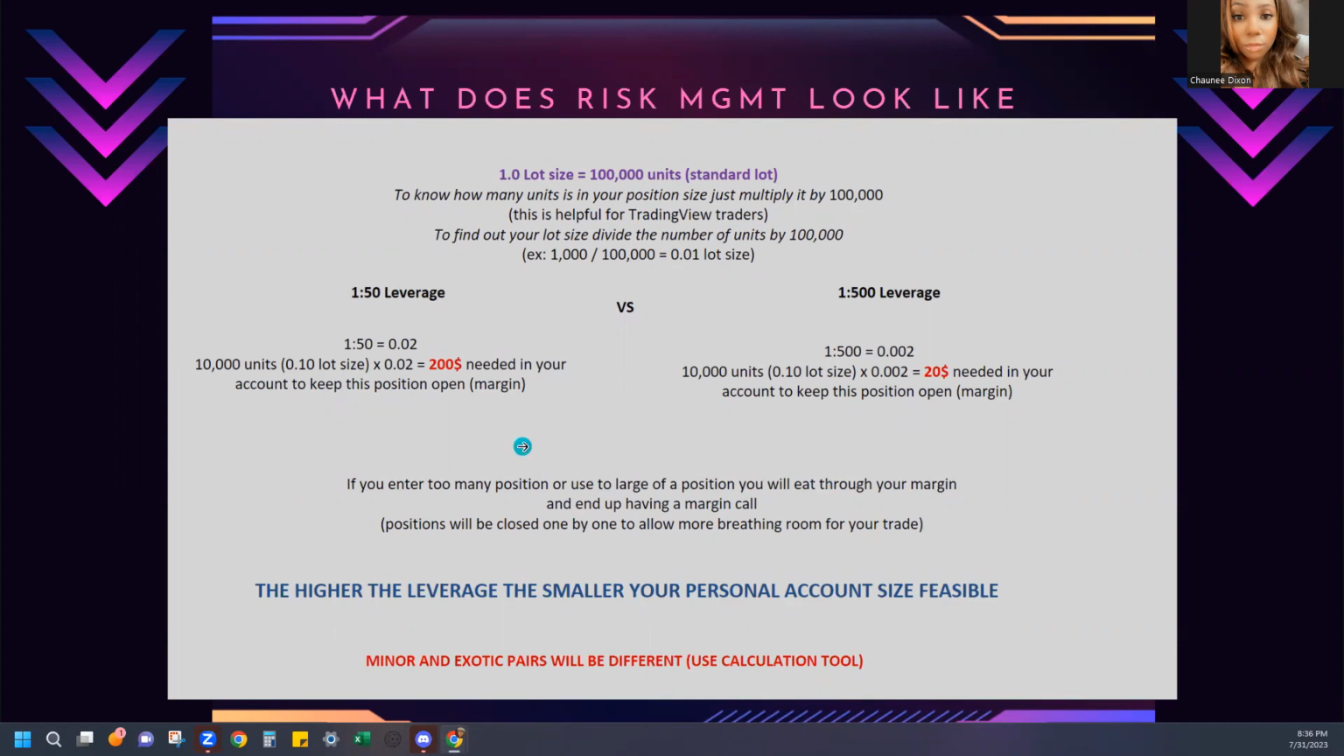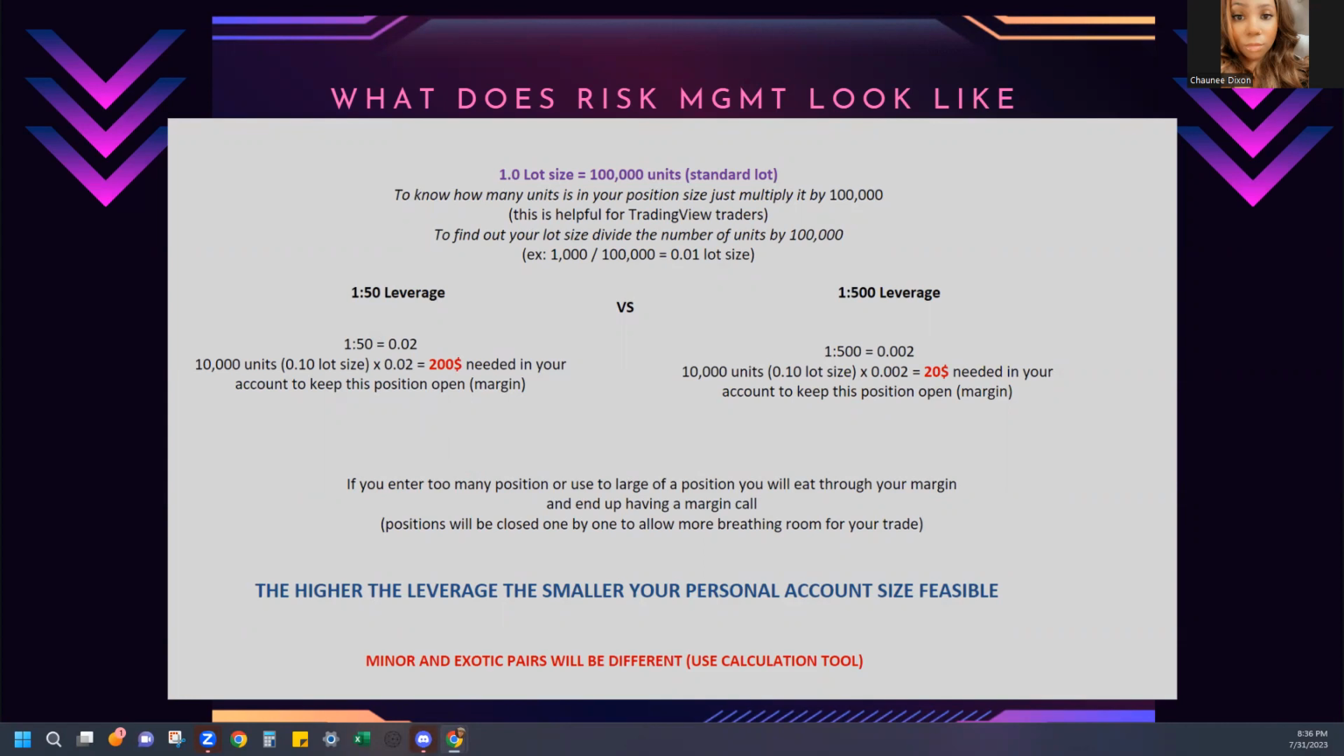Now, what happens when you have a 1 to 50 leverage account and you try to open a larger position size? It's going to take up what's called margin. So say you have $1,000 in your personal account and you have 1 to 50 leverage, it's going to take away $200. It's like a savings account. It's going to take $200 out of that to hold the trade open.